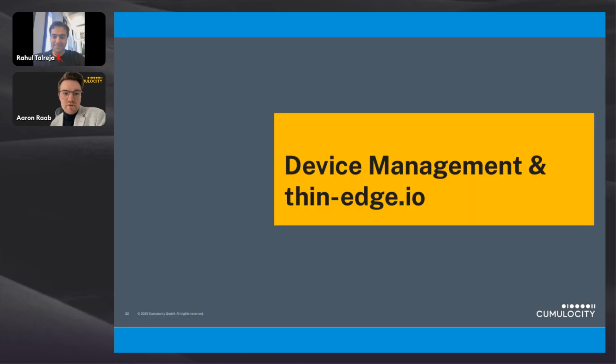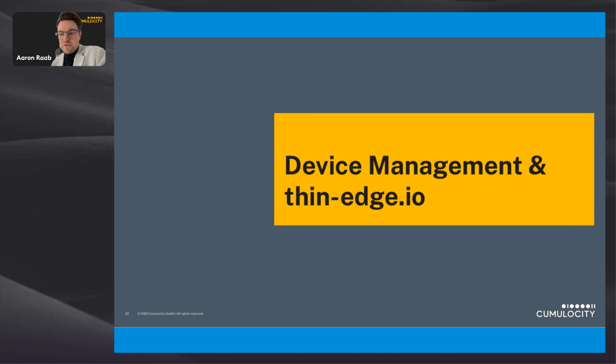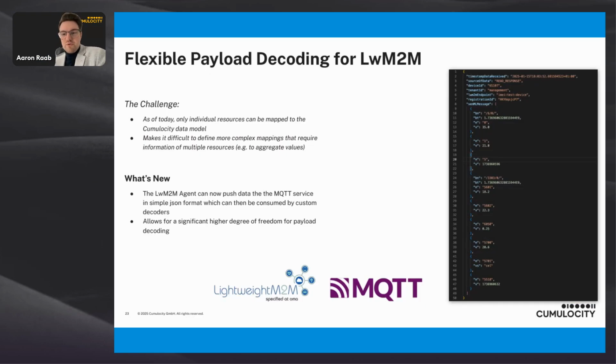So let's directly continue with the next topic, being the enhancements we have in device management in the context of thin edge. The first topic I would like to speak about is the flexible payload decoding we introduced for Lightweight M2M. Lightweight M2M comes with a standardized data model, which consists of the so-called objects and resources. In the past, you had to map each of these resources from the Lightweight M2M data model individually to the Cumulocity data model, which makes it quite difficult if you have more complex mappings, like if you want to aggregate different values and so on.